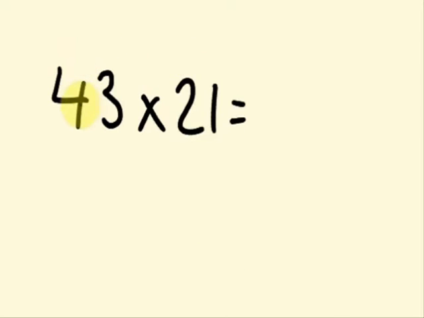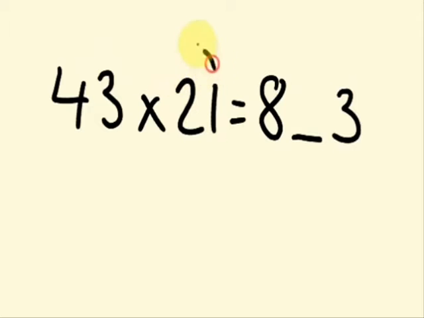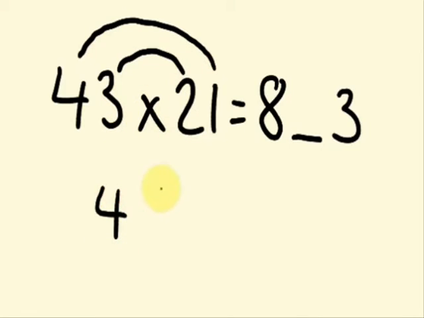So again, 4 times 2 is 8. We leave the blank space. 1 times 3 is 3. Then what we do is, remember this? 1 times 4, we add that to 3 times 2. So 1 times 4 is 4, 3 times 2 is 6. We add these together, and we get the answer of 10.